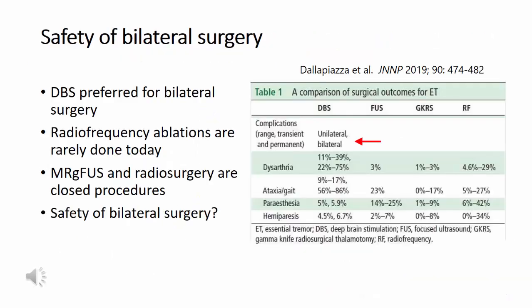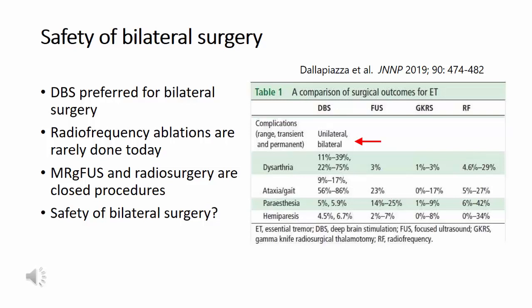A complete review of stereotactic surgery is beyond the scope of this talk. Here I will focus on a few areas of controversy. One area of controversy is the safety of bilateral surgery. The consensus opinion is that deep brain stimulation is the preferred procedure for bilateral surgery. Radiofrequency ablations are rarely done today. This procedure has been largely replaced by incisionless methods of MR-guided focused ultrasound and radiosurgery.